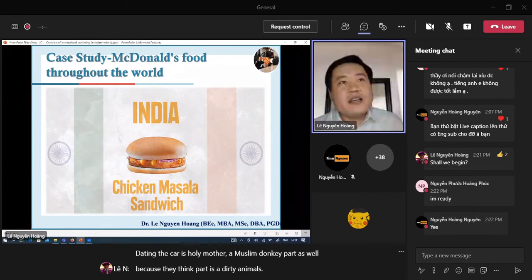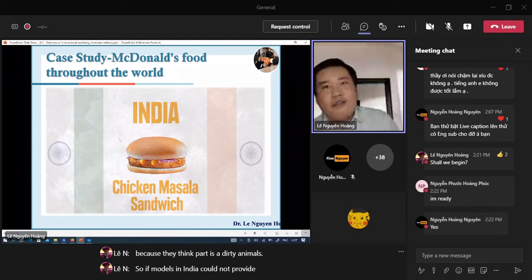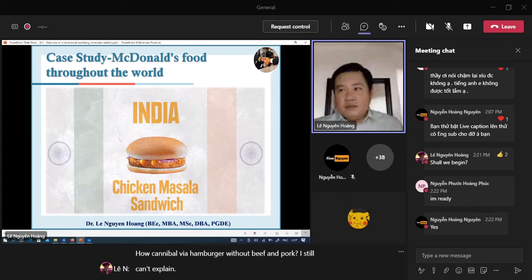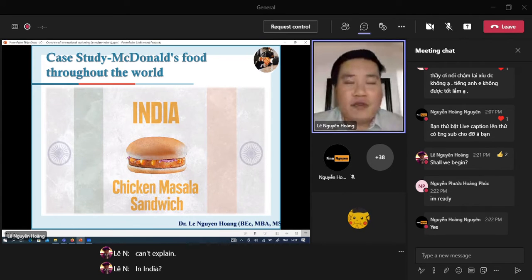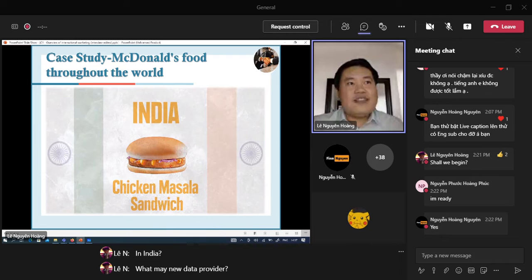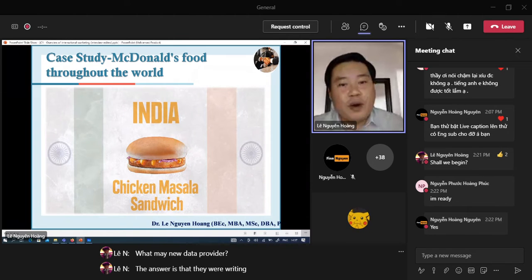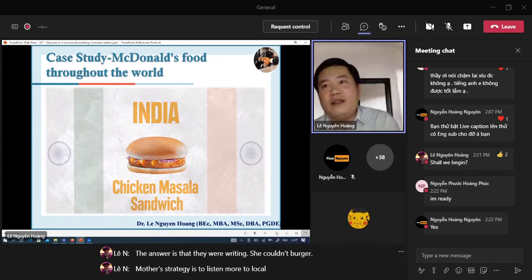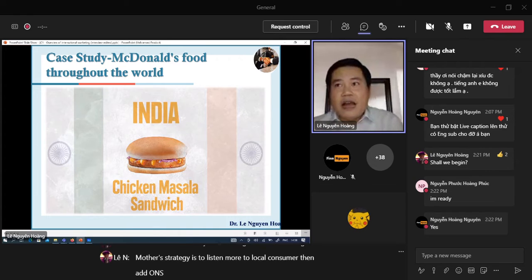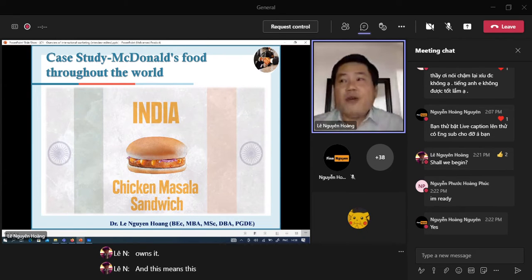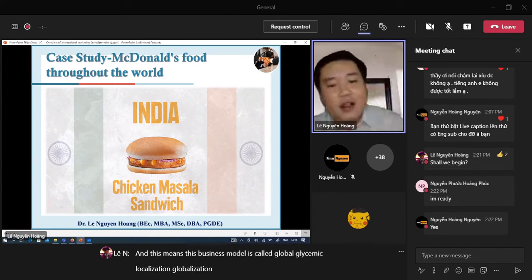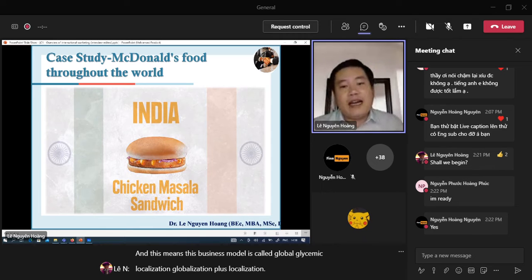So if McDonald's in India could not provide beef and pork, how can they provide a hamburger without beef and pork and still can expand? In India, what menu did they provide? The answer is that they're providing chicken burger. McDonald's strategy is to listen more to local customers than add on it. And this business model is called globalization plus localization. I mean, combining both strategies.